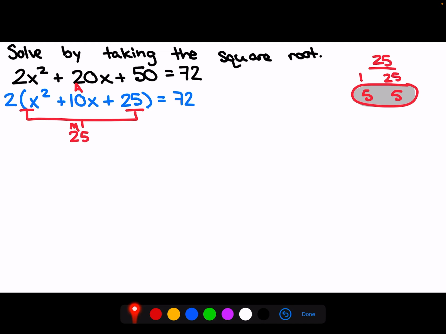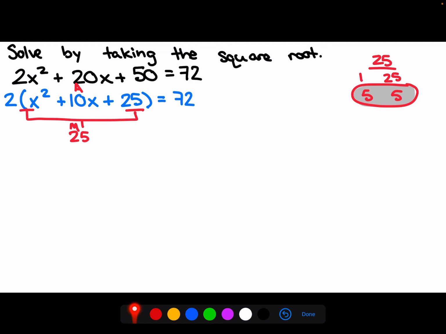Now again, the reason that these numbers are all here: 2x squared divided by 2 will give me x squared. 20x divided by 2 will give me 10x. 50 divided by 2 will give me 25. I didn't mess with anything on the right side of my equation, that just remained the same. From here, we find our a value and we multiply it by our c value. 1 times 25 will give us 25. Now we look for numbers that add to be 10 and multiply to be 25.